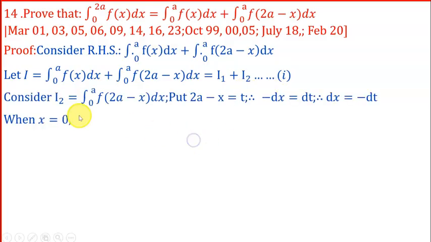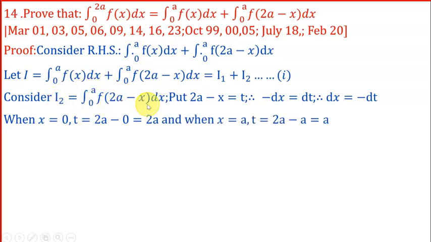Now consider I2. That I2 is equal to 0 to a f of 2a minus x. What is your substitution? Put 2a minus x equal to t. Therefore, minus dx is equal to dt. Therefore, dx is equal to minus dt.